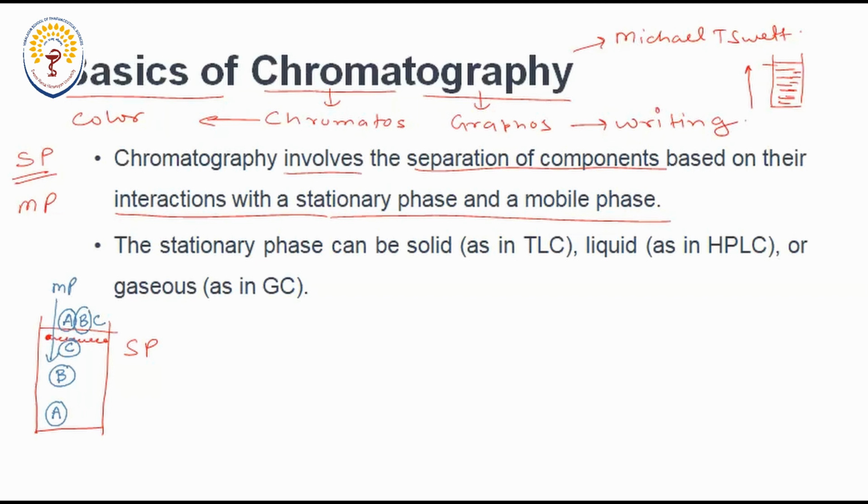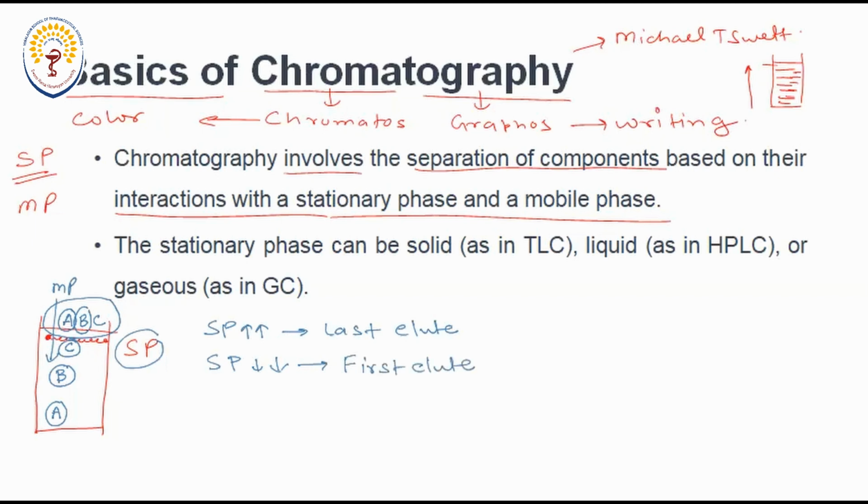So the basic concept is very simple: the components of the mixture are separated by the mobile phase, and that depends upon the affinity of these components with the stationary phase and the mobile phase. If the compound to be separated has more affinity with the stationary phase, then it will be the last one to elute. It will come out last. And if the component has the least affinity with the stationary phase, it will be carried away by the mobile phase and it will elute first.